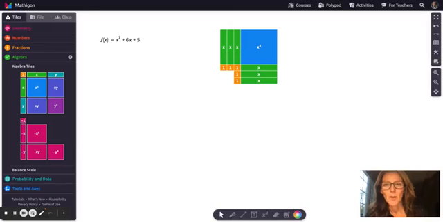Hi there. Okay, I'm going to show you how we're going to complete the square. Which means a process where we take a standard form of a function and convert it to vertex form.